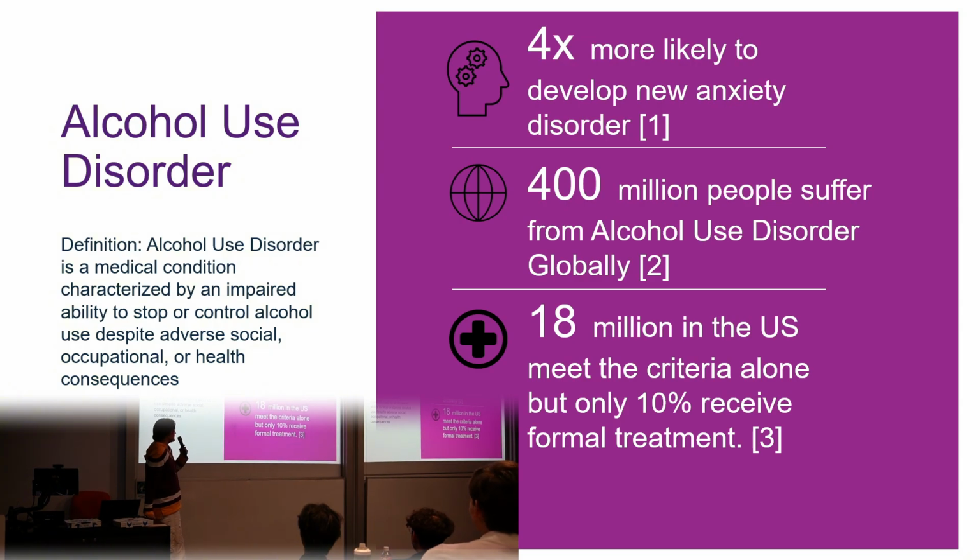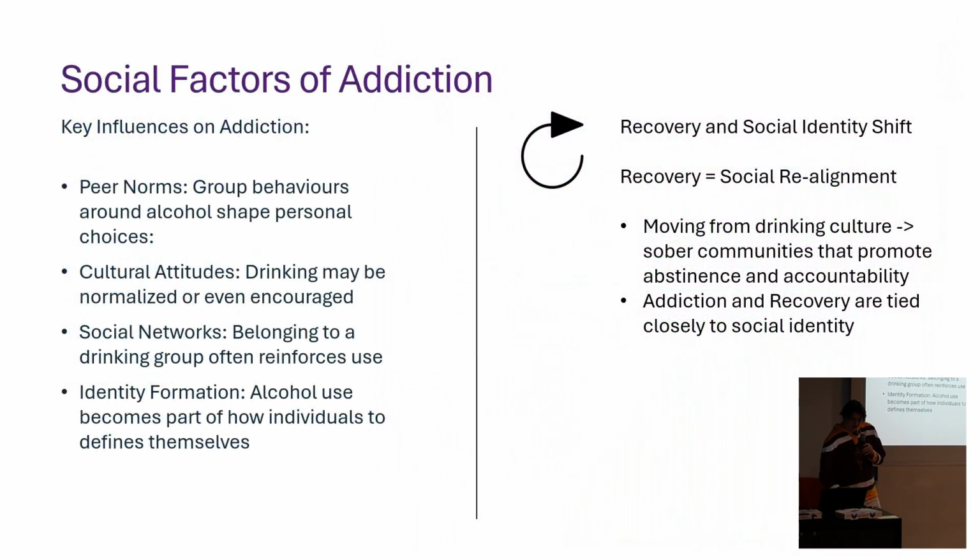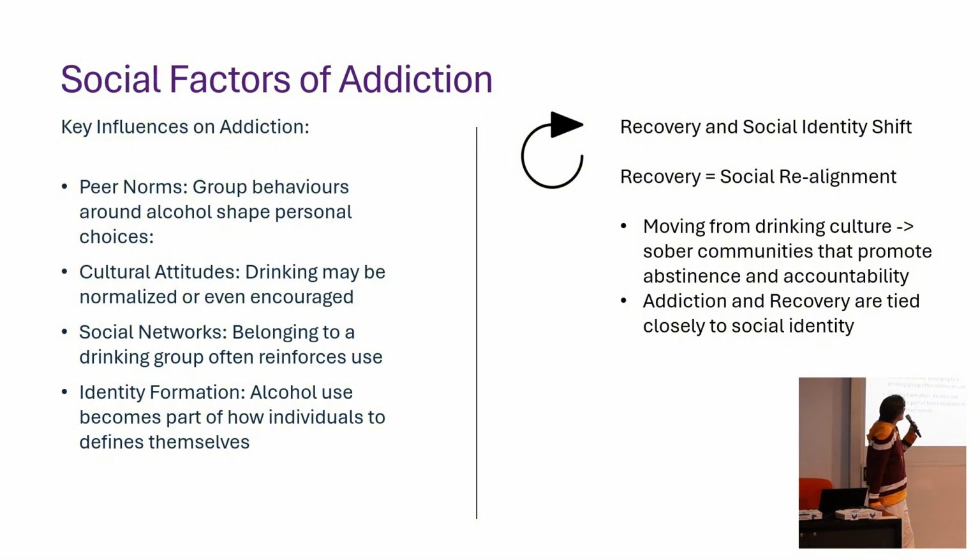18 million in the US meet the criteria, and 10% receive formal treatment. I'll just rush through it. So there are some social factors of addiction, like peer norms, cultural attitudes, and social networks. Recovery from alcohol use disorder is usually related to motivation and community, and to a social identity shift, moving from drinking culture to communities that promote abstinence and accountability.